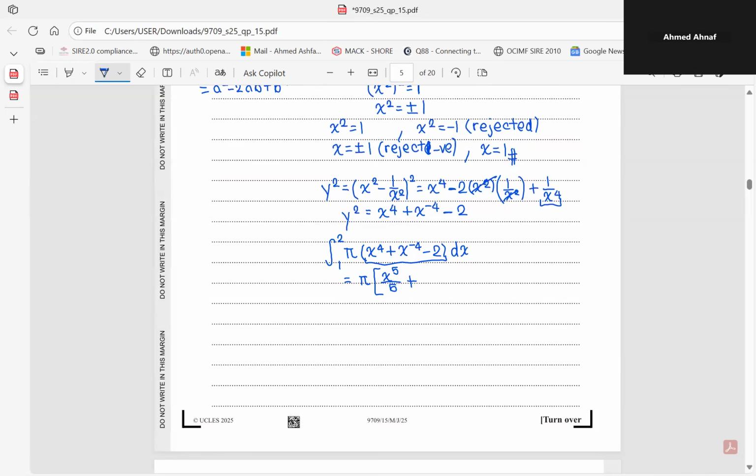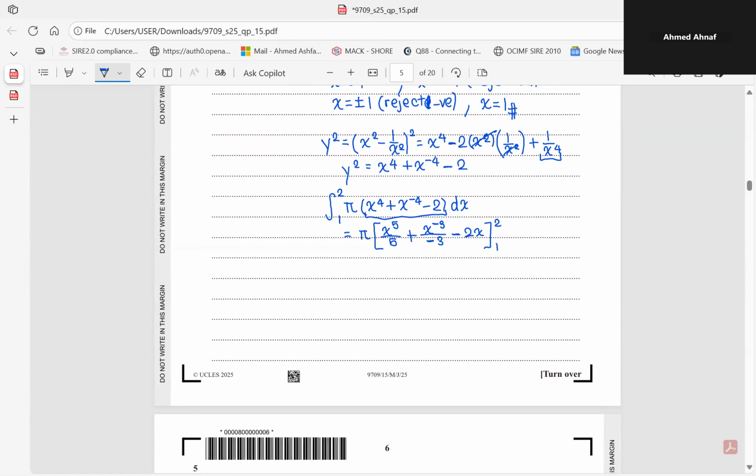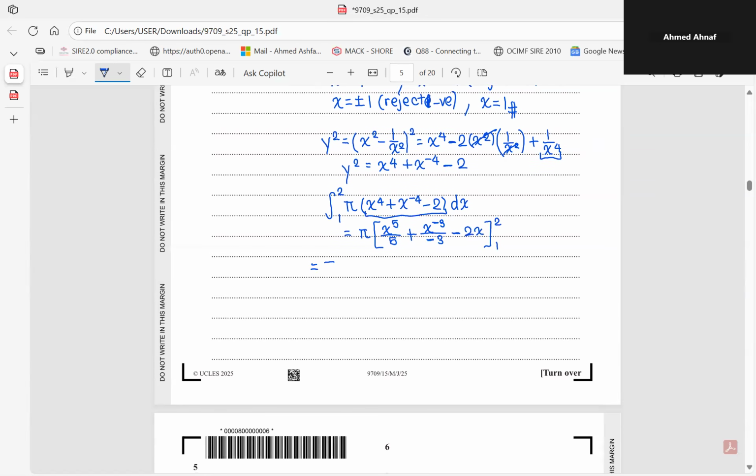You do the same process again. So add 1 to the power, you'll get x to the power of negative 3, and you divide by the new power, and you subtract the integral of 2 with respect to x. So for this, you just have to add an x. And don't forget to plug in your limits. Now let's put our limits in.